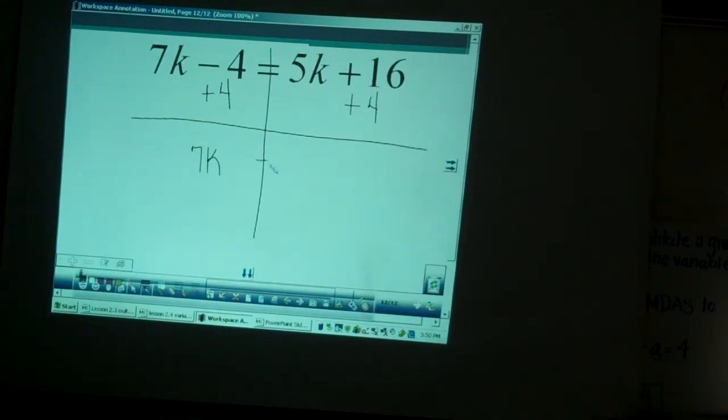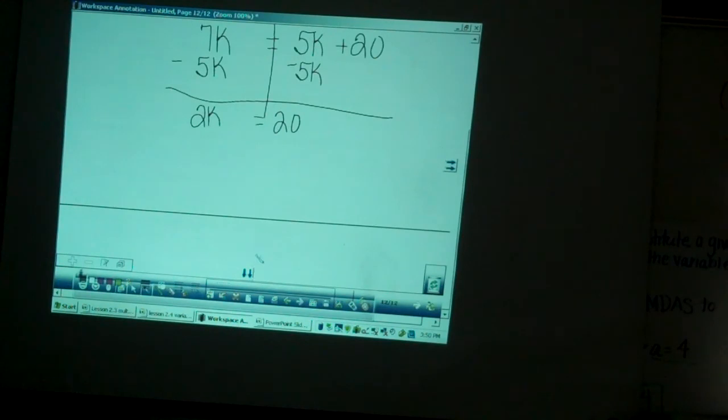7k is equal to 5k plus 20. Positive 5k is here plus 20, and 7k is by itself, which means the 5k must move over. So minus 5k, minus 5k. So I get 7 minus 5 is 2k equal to 20. Then the last step, of course, is always to multiply or divide. So you have k is equal to 10.